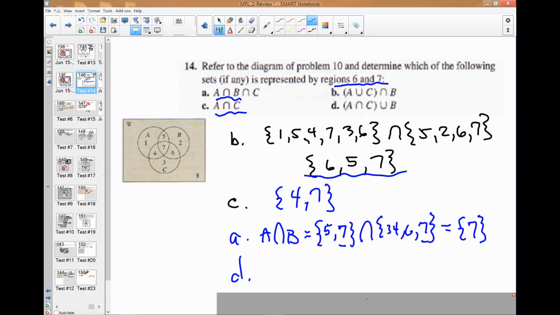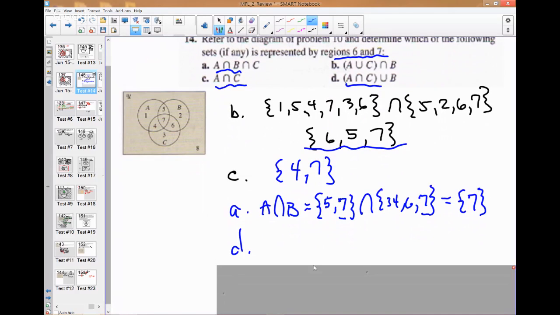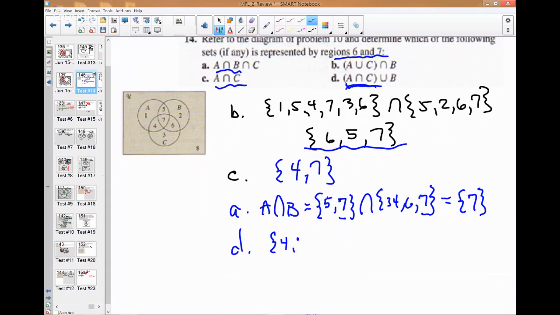Let's try doing D. So first of all, where does A intersect D? It's union. Oh, I see. No, I'm doing this part. Where does A intersect C? That would be 4 and 7. And now you're right, I need to do a union with that and B. And B is 5, 7, 6, 2.